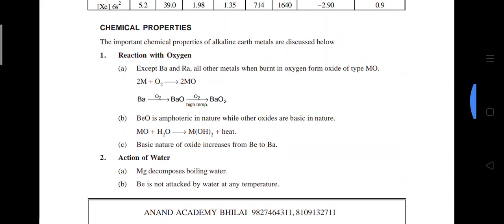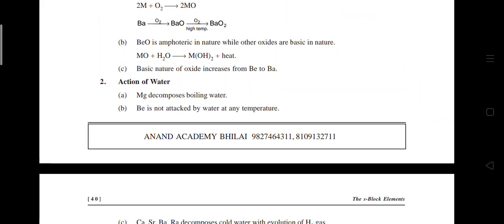Except beryllium and radium, all other metals, when burnt in oxygen, form oxide of type MO. Beryllium oxide is amphoteric in nature, while all other oxides are basic in nature. Basic nature of oxide increases from beryllium to barium.